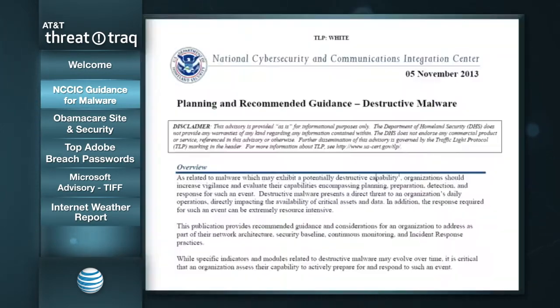Today we have a couple of interesting topics to discuss. The first one I'd like to introduce is recommended guidance from what we often refer to as NCCIC, which is the National Cybersecurity Communications Integration Center. This is a segment of DHS that provides advisories out to the community. This one happens to be a TLP white, intended for wide distribution in the community, and it's talking about planning and recommended guidance for destructive malware.